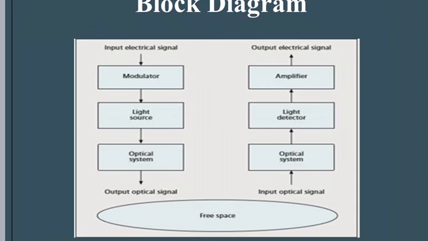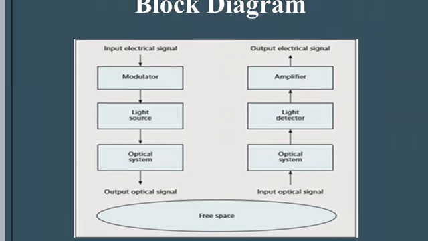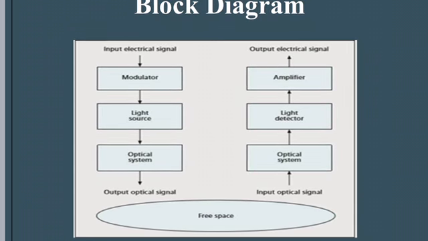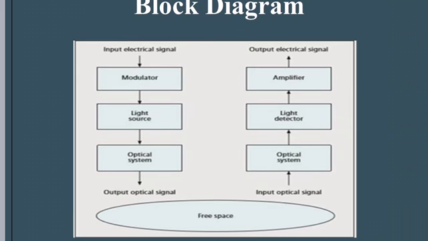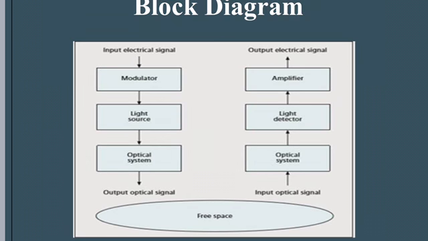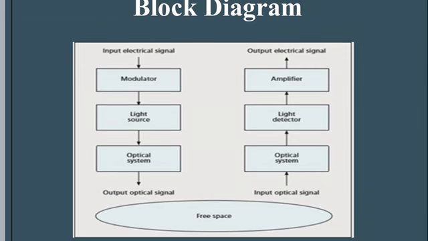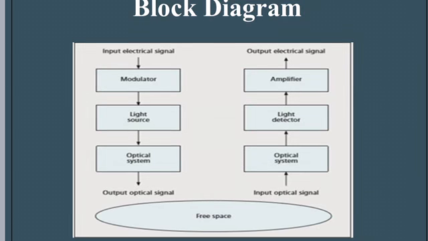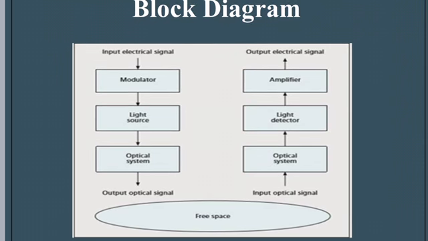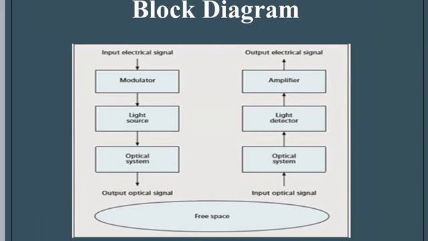For the block diagram, the input electrical signal will be passed through the modulator and the signal will be modulated to the light source and passed through the optical system, and the output will be an optical signal. This optical signal will be passed through the medium, which is free space, and will go through the optical system, pass to the light detector, and the amplifier will amplify the signal, and the output will be in terms of electrical signal.